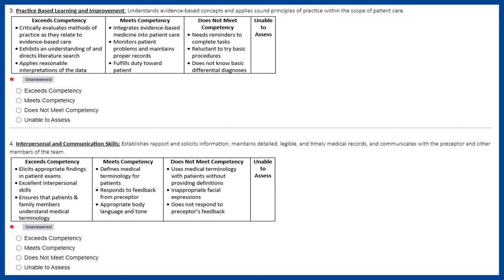Was the student doctor able to establish rapport and solicit information? Could they maintain detailed, legible, and timely medical records and communicate with the preceptor and other members of the team?